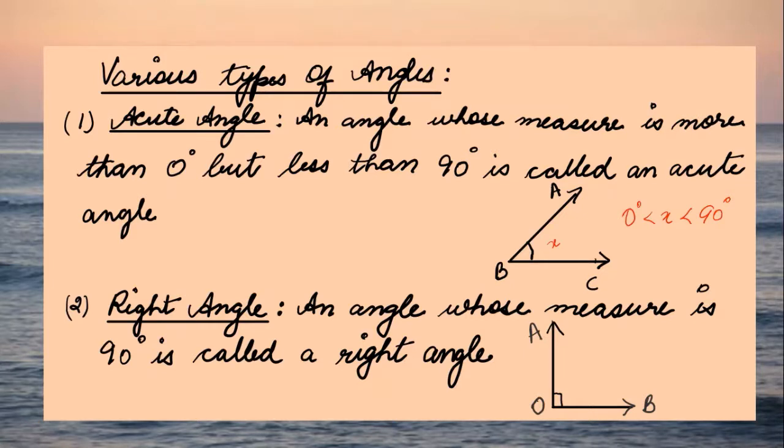Now right angle. An angle whose measure is 90 degree is called a right angle. Now here you can see AOB. It is a right angle. For that you can say if it is x, then if x is 90 degree, then it is a right angle.